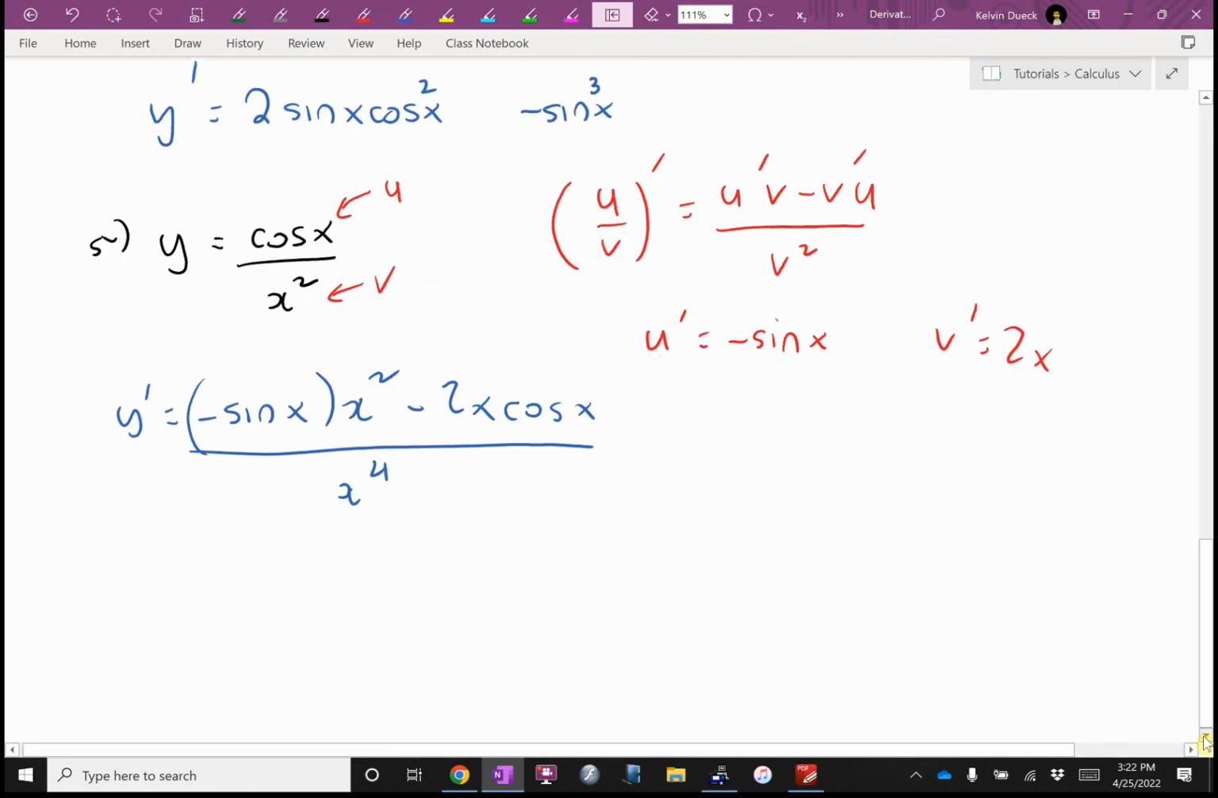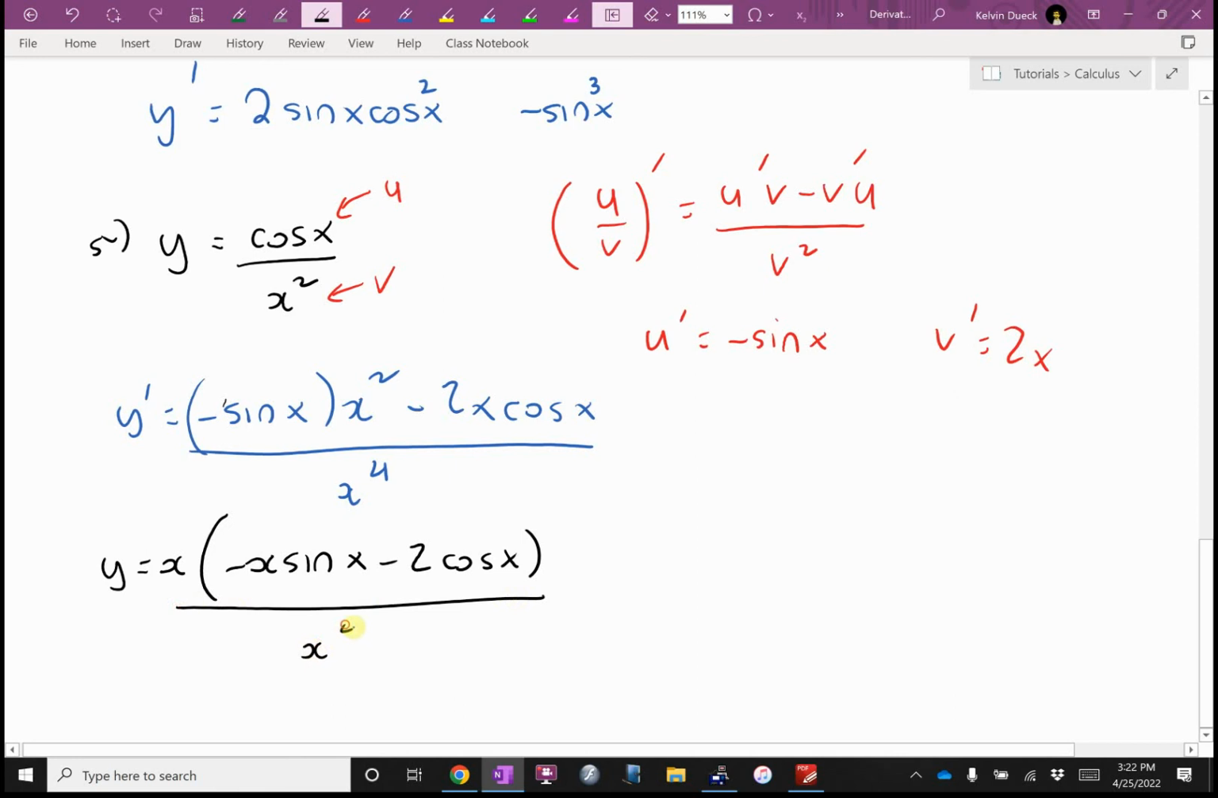Who knows? So you could take this one step further. You could factor out an x, and on the top I'll have negative x sine x. I move the x to the front because that's where you'd normally write it. Minus 2 cos x, all over x to the fourth, and that x would cancel out one of those. That would be your final answer.